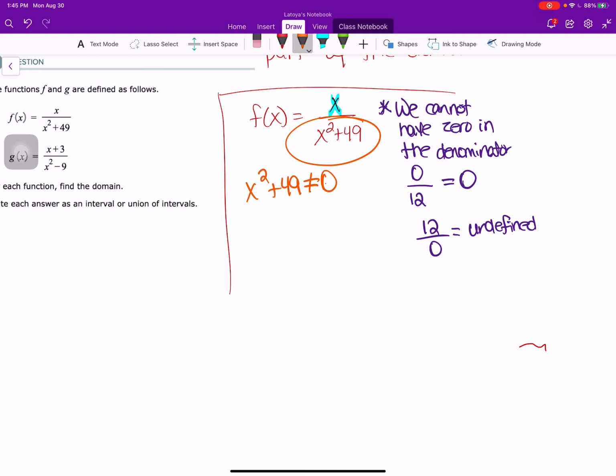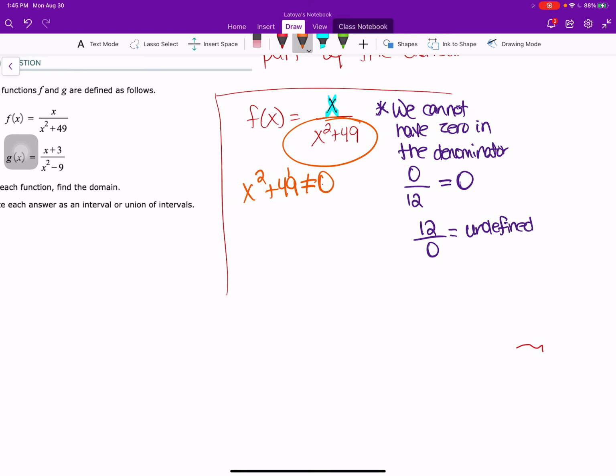From there, you just want to simplify. So let's solve for x. If I bring this 49 across, that tells me that x squared cannot be equal to negative 49. Well, I'm going to stop there.